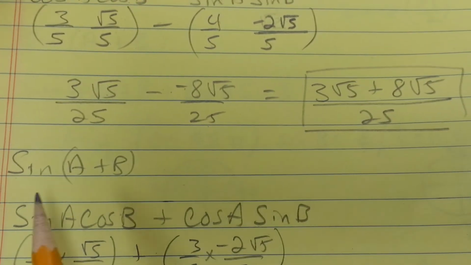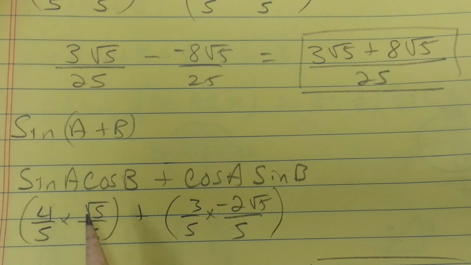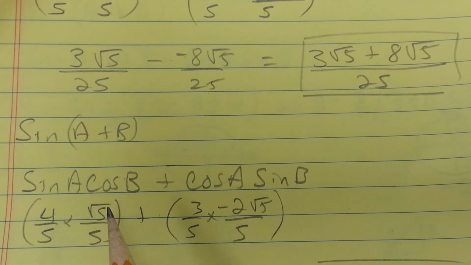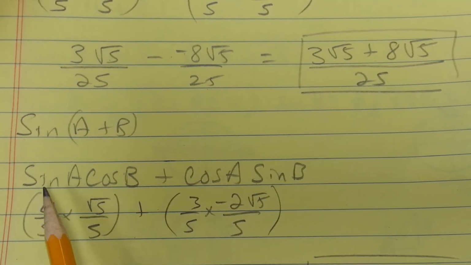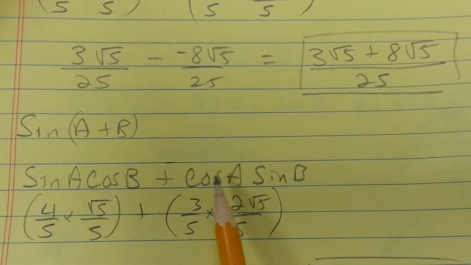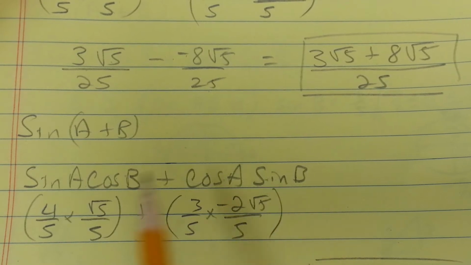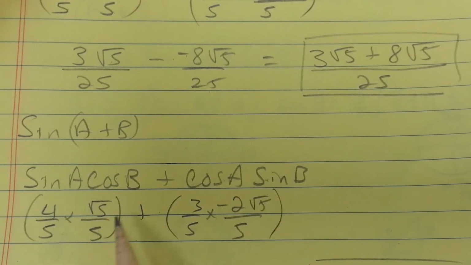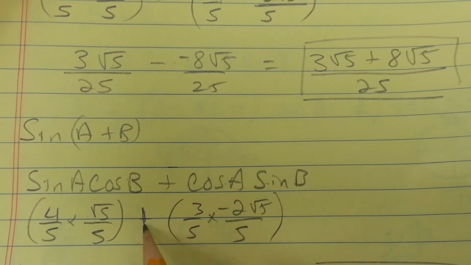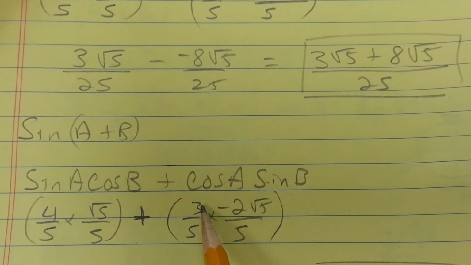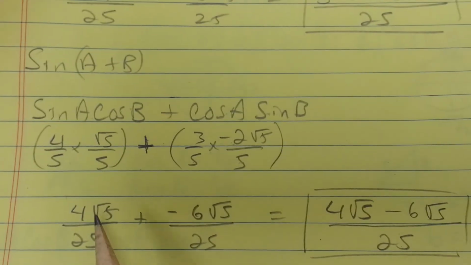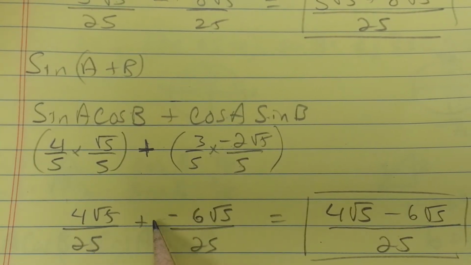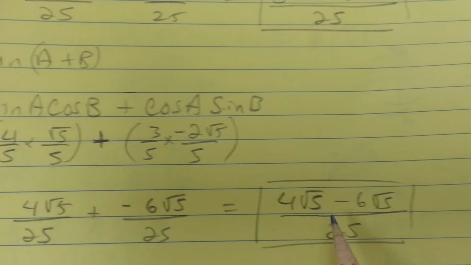If we want sine of A plus B, this is part 4 of the problem. We just got all the components again. We figured out cosine and sine for both angles using the Pythagorean theorem, all right? So sine A cosine B plus cosine A sine B is 4 over 5, root 5 over 5, plus 3 over 5 times negative 2 root 5 over 5, and we just multiply. That's going to be 4 root 5 over 25 minus 6 root 5 over 25, okay?